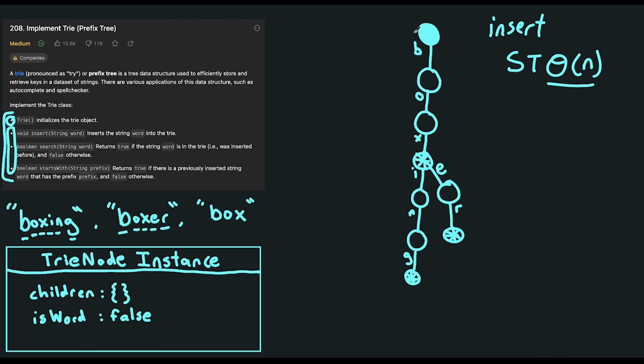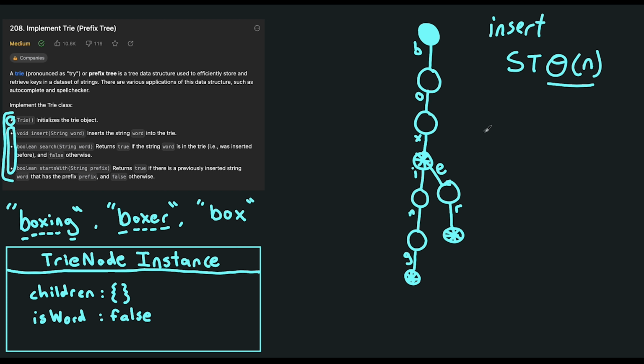Now you might get a case where we added in boxing and then we wanted to add in box, and we didn't have to add any new nodes. But in the worst case scenario, which is big O notation, it is big O of n.